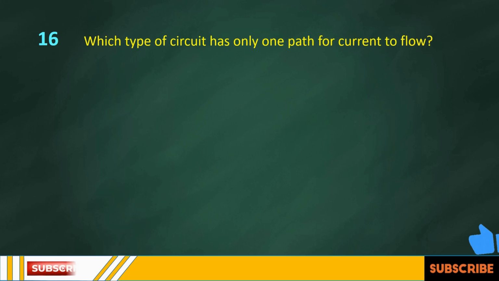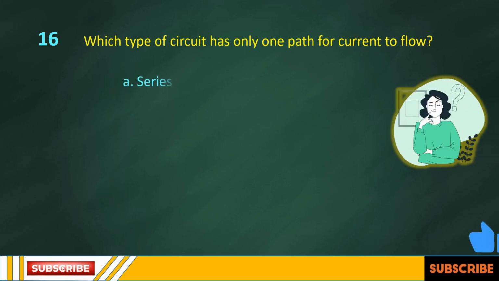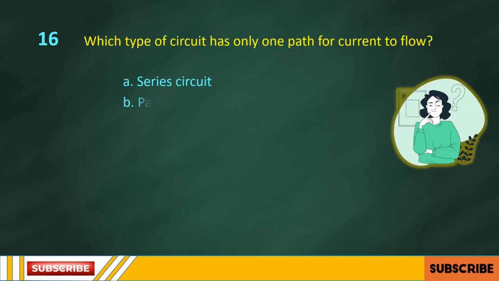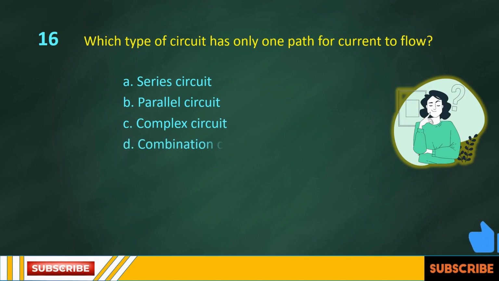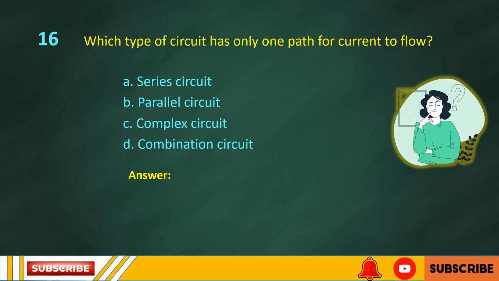Which type of circuit has only one path for current to flow? A. Series circuit. B. Parallel circuit. C. Complex circuit. D. Combination circuit. Answer is A. Series circuit.